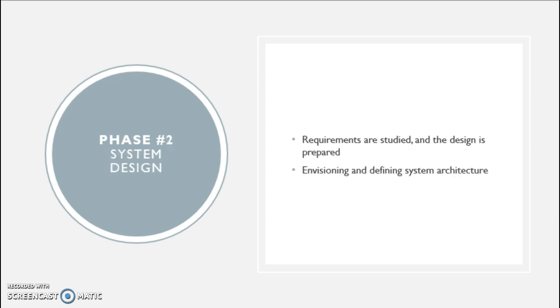The next phase is system design. After the requirement analysis is completed, the requirements are studied and the design is prepared. This phase is essentially envisioning and defining the overall system architecture. This stage is where I look at my program summary and required information and outline how I want the program to interact with the user, how the information will interact with each other, and how I will format the program.